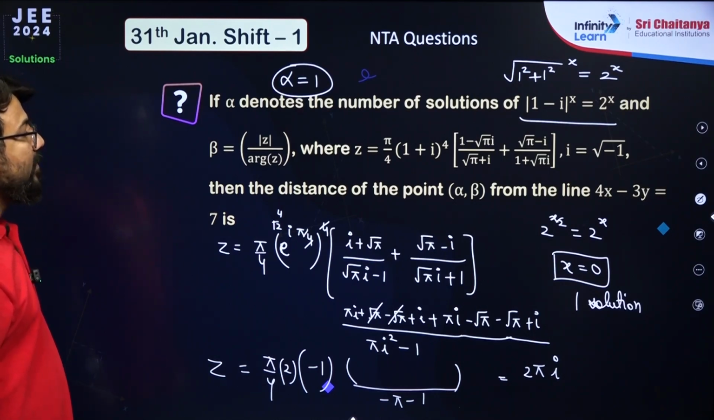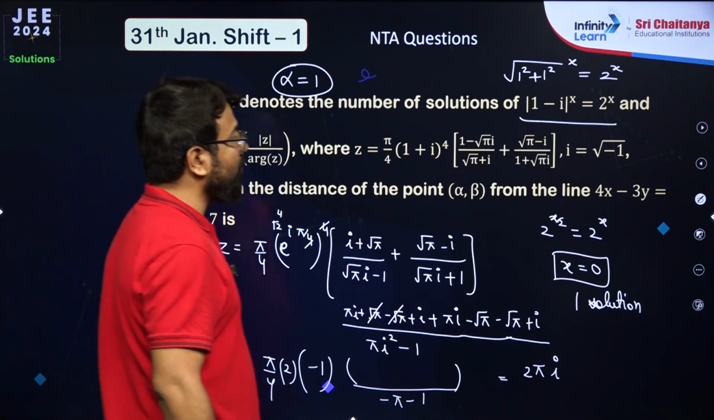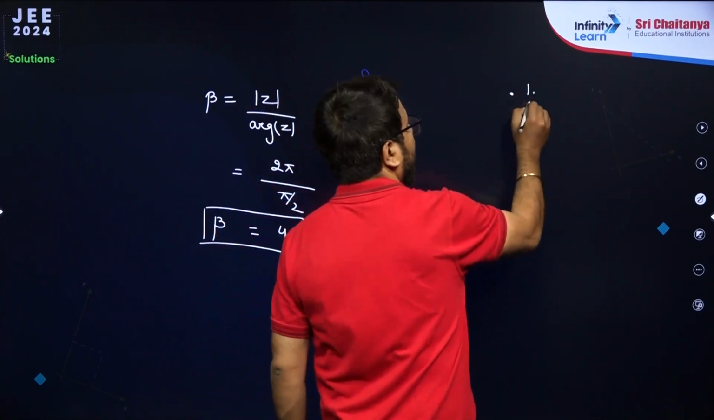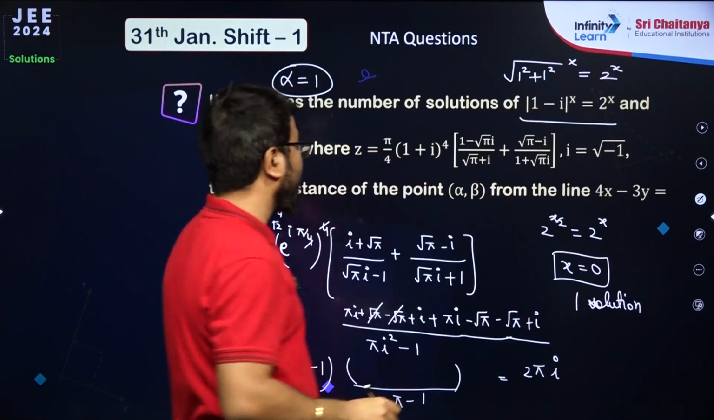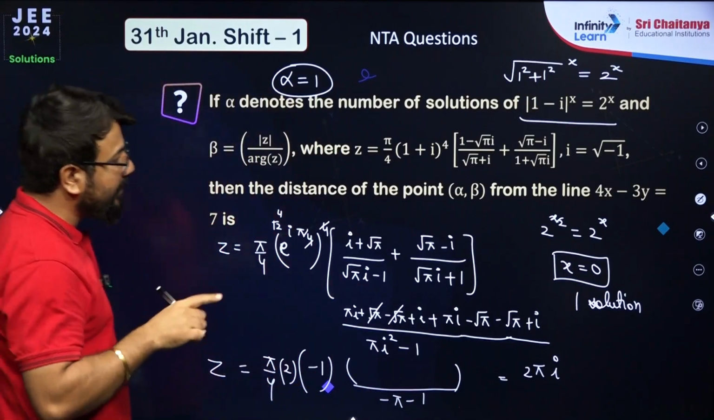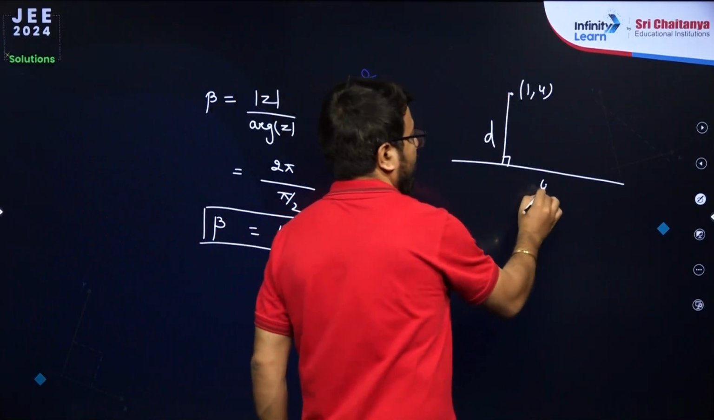What have they asked? So the distance of the point alpha, beta, that is 1 comma 4, from the line. This distance we need to evaluate. And the line is given to us as 4x minus 3y is equal to 7.